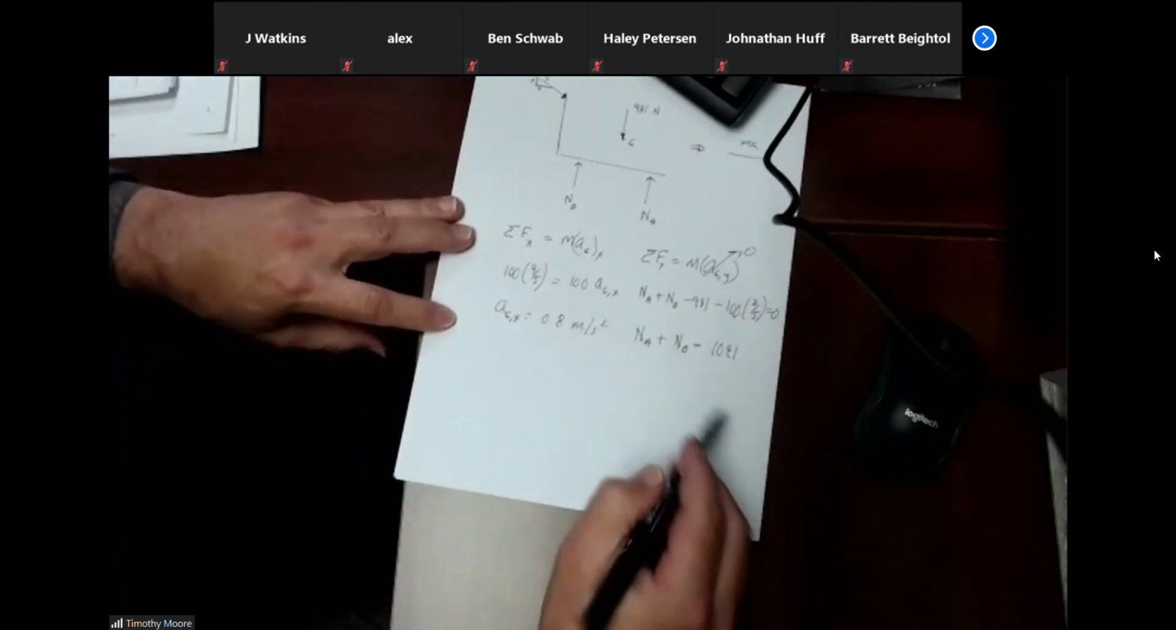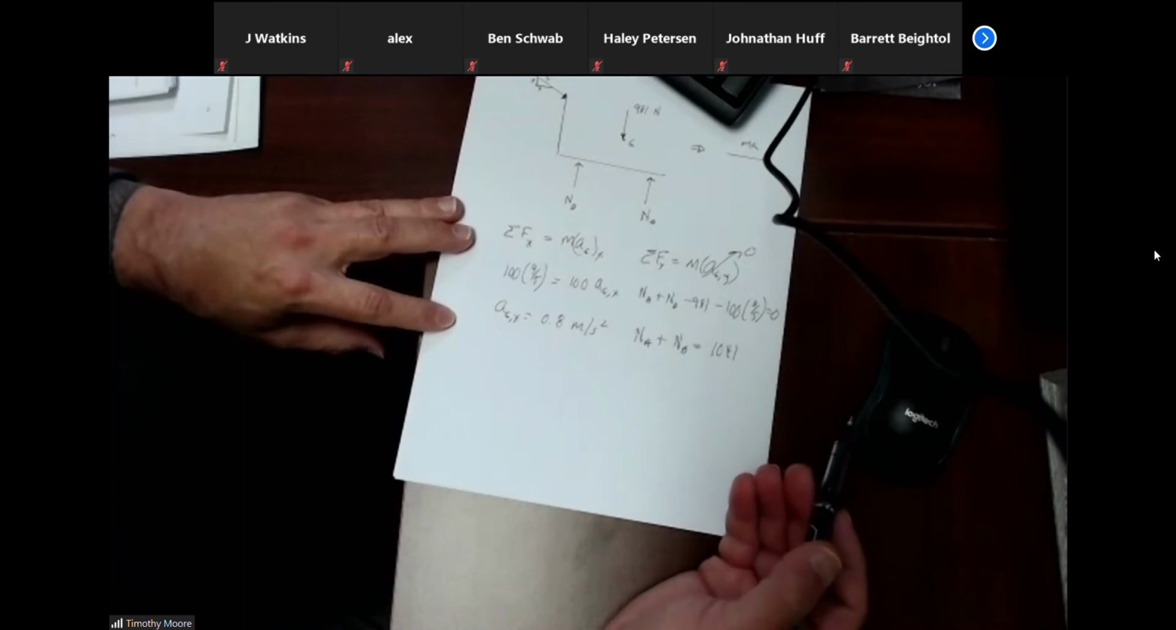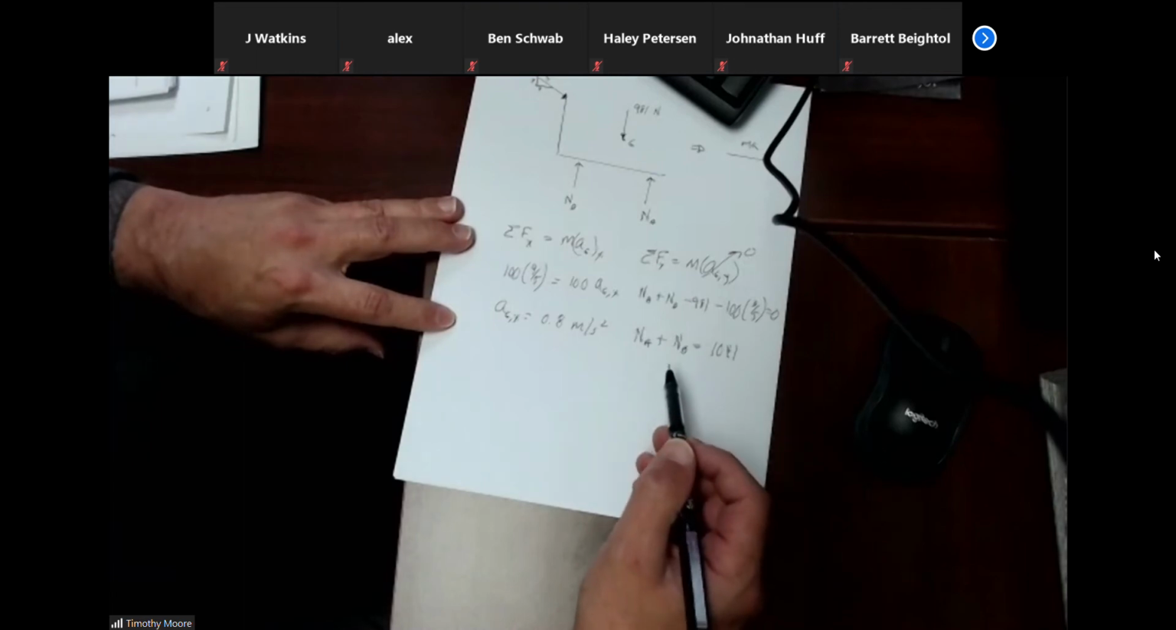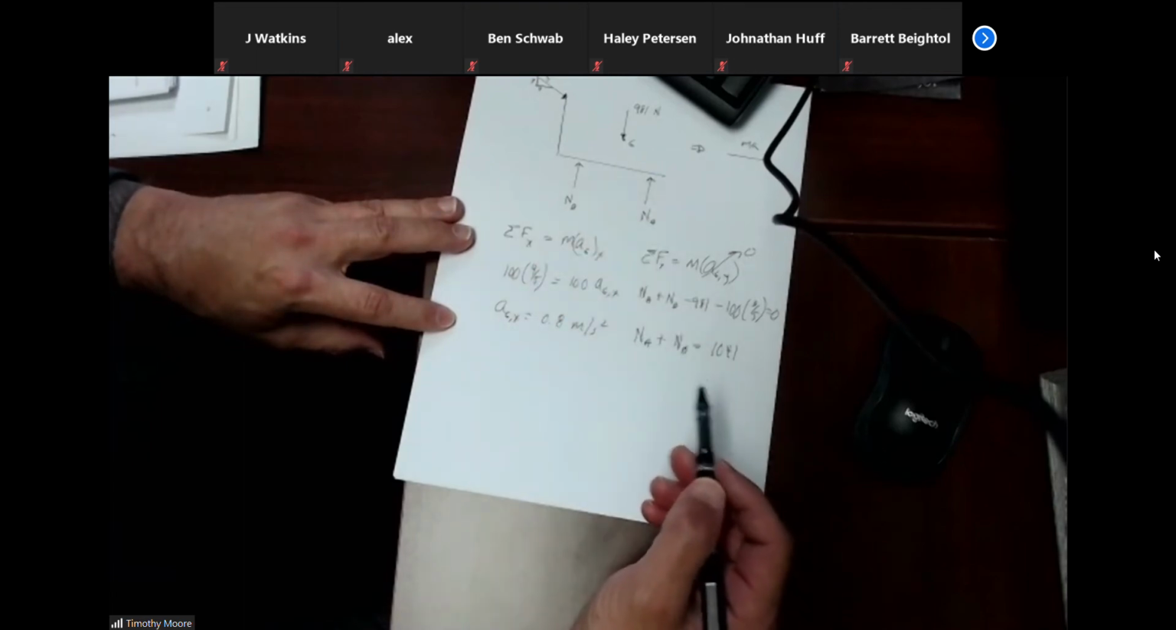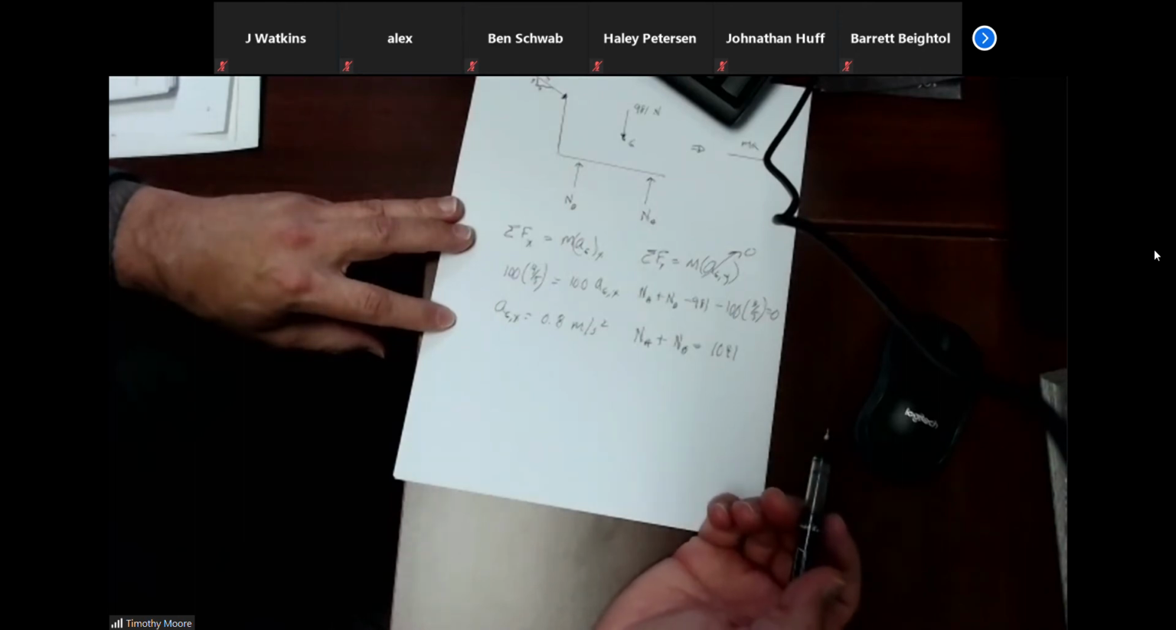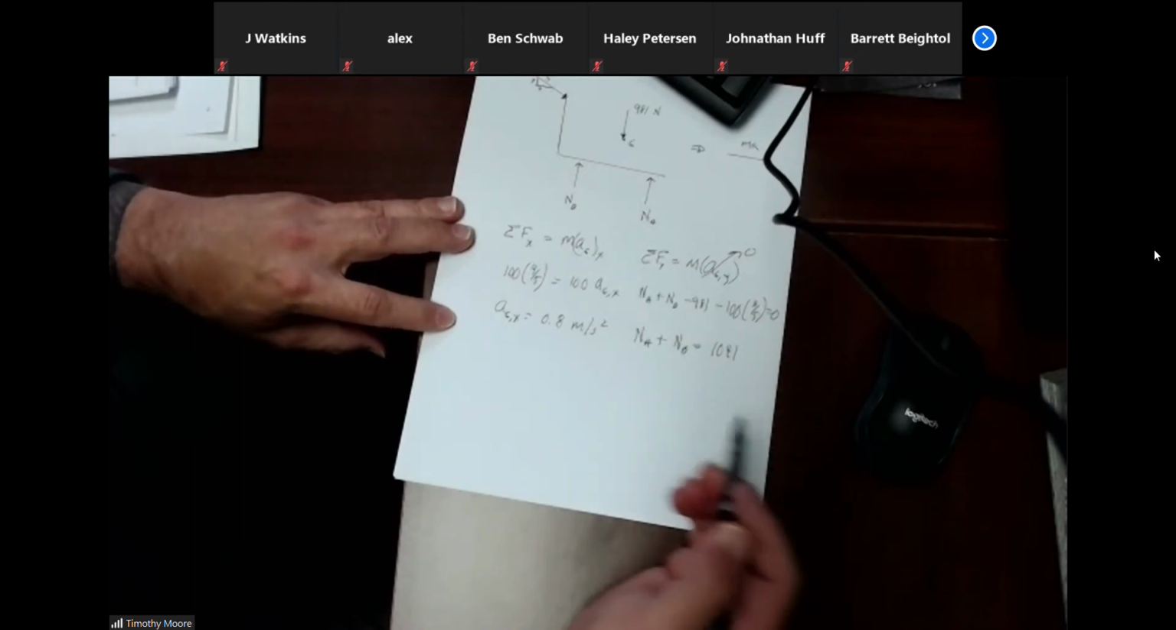All right. And so we have one equation, two unknowns. So you can see what's about to happen. When we sum the moments about the center of mass and set that equal to I alpha, we'll have another equation with two unknowns, and we'll have two equations, two unknowns, we can solve it.